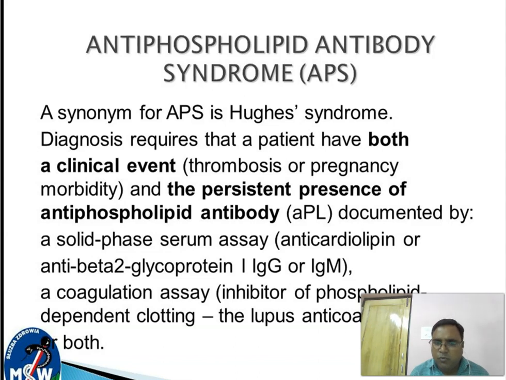What is required for the diagnosis? A patient should have both a clinical event and antibody. Clinical event in the form of thrombosis or pregnancy morbidity like your repeated fetal loss, and the persistent presence of antiphospholipid antibody. How to document? For that we have to detect anti-cardiolipin or anti-beta-2 glycoprotein antibody, a coagulation assay, that is your lupus anticoagulant test, or both. These are the findings, both clinical and lab wise. We have to get our requirement to tell that this is a case of antiphospholipid antibody syndrome. Then only we can treat with aspirin plus low molecular weight heparin.